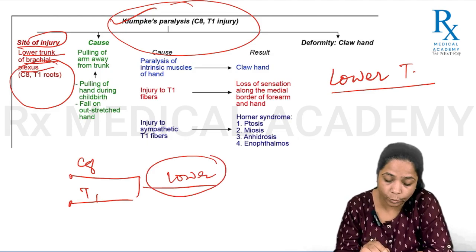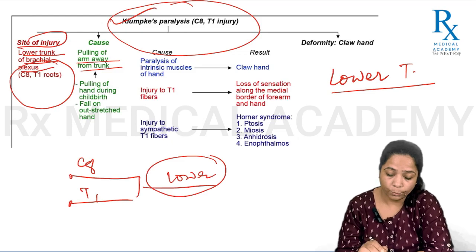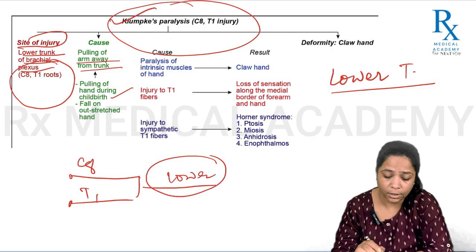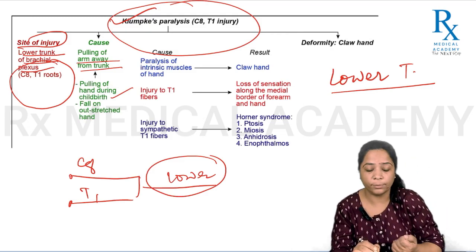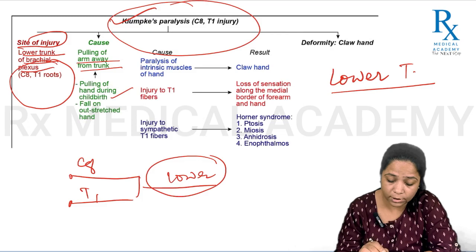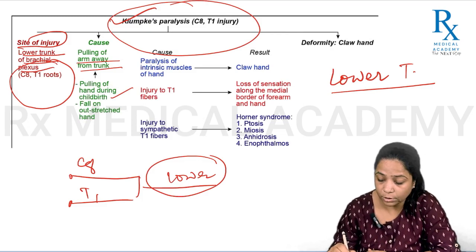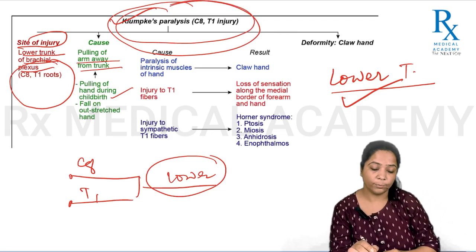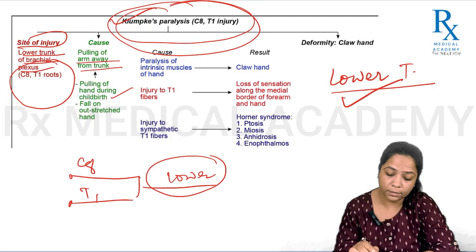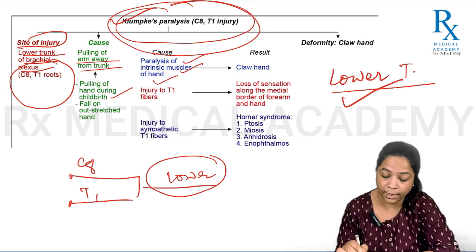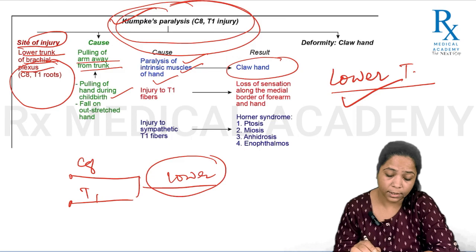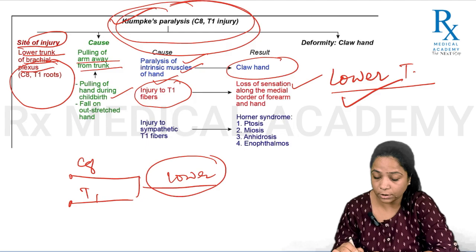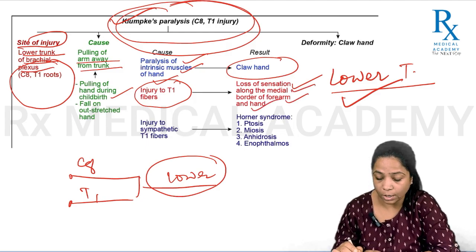How does it happen? Pulling of the arm away from the trunk, pulling of the hand during childbirth. In case of obstructed labor, sometimes there is shoulder dystocia and we pull the baby forcefully through his hand. So this can lead to injury to the lower trunk, and it can lead to Klumpke paralysis. What are the features of Klumpke paralysis? You will find there is paralysis of the intrinsic muscles of the hand that can lead to claw hand. Then you have injury of the T1 fibers that can lead to loss of sensation along the medial border of the forearm and hand.